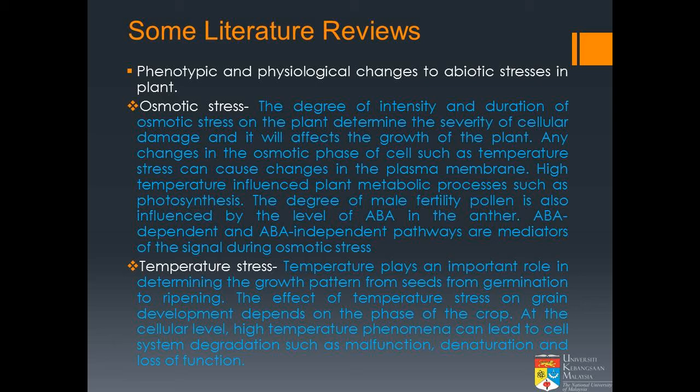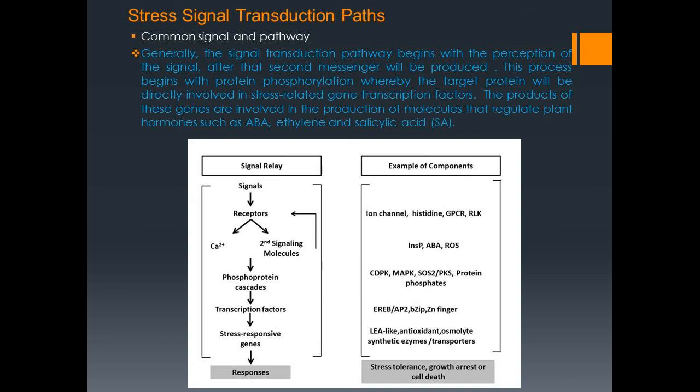Secondly, temperature stress. Temperature plays an important role in determining the growth pattern from seed germination to ripening. The effect of temperature stress on grain development depends on the phase of the crop. At the cellular level, high temperature can lead to cell system degradation such as malfunction, denaturation, and loss of function. Stress signal transduction pathway. This is the common signal and pathway.